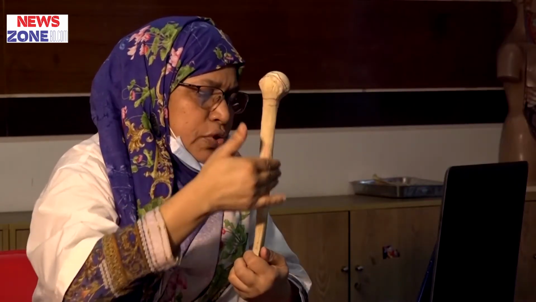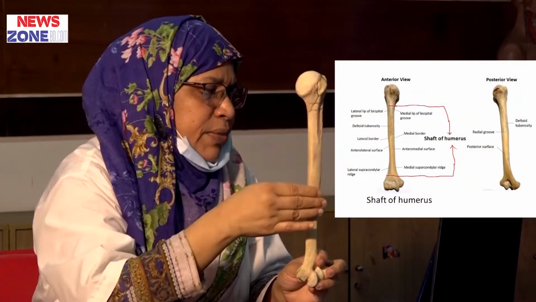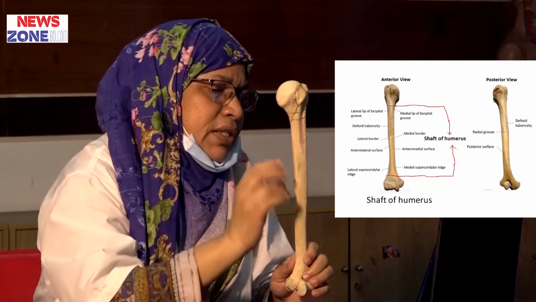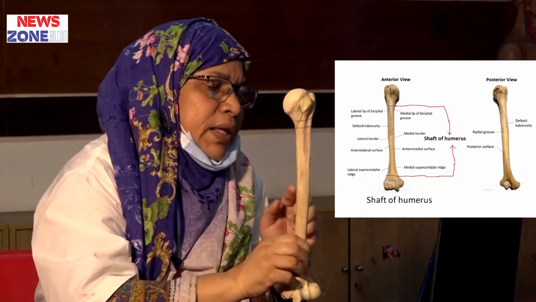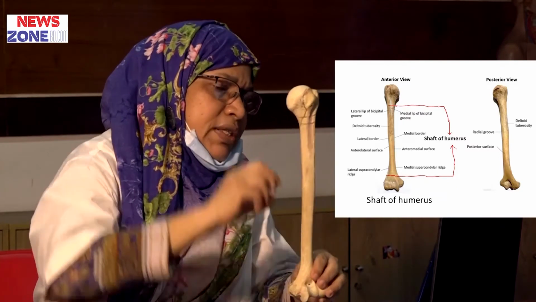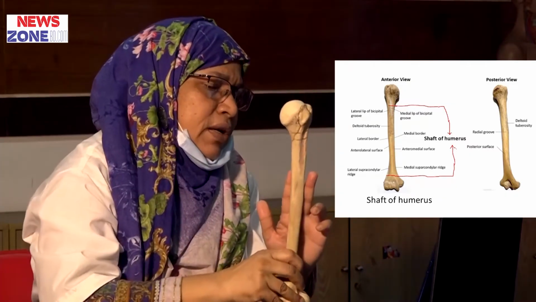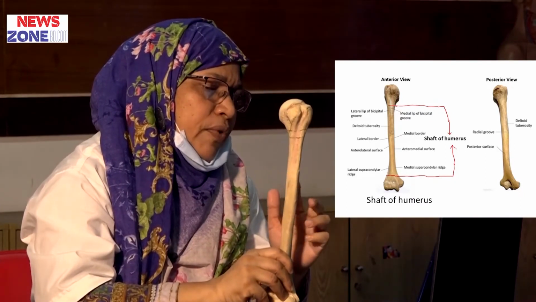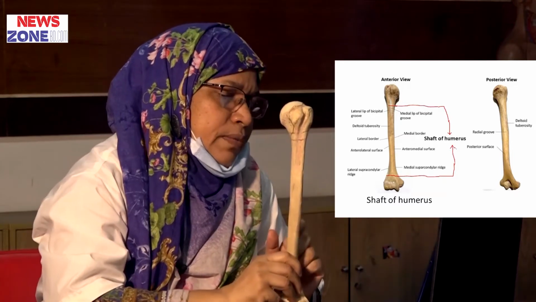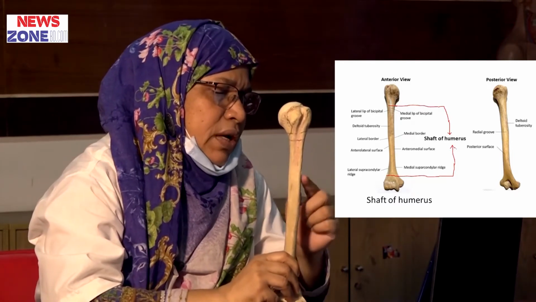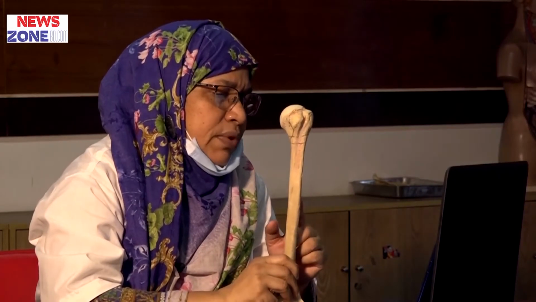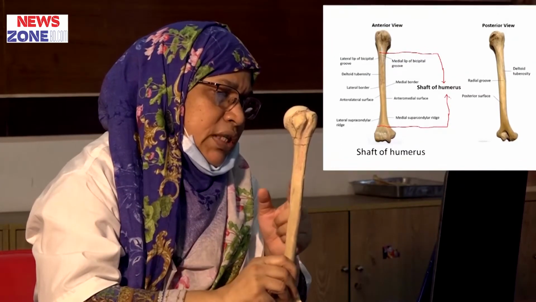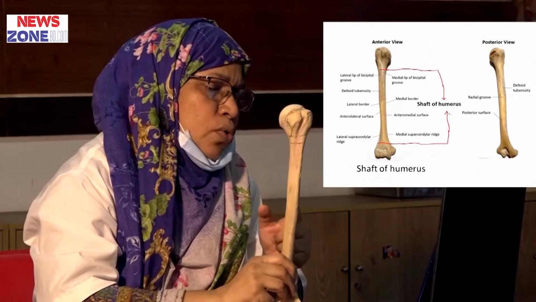This is the posterior surface, this is the anteromedial surface, this is the anterolateral surface, and at the midpoint of the shaft there is a special feature. This is the most lateral side. This is V shaped, that is the deltoid tuberosity, on the anterolateral surface, for the attachment of the deltoid muscle insertion.